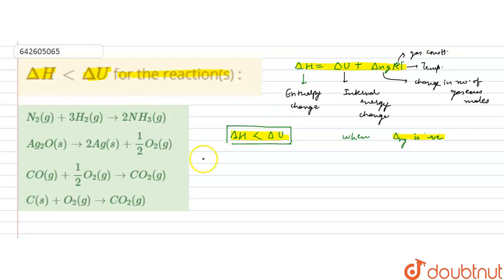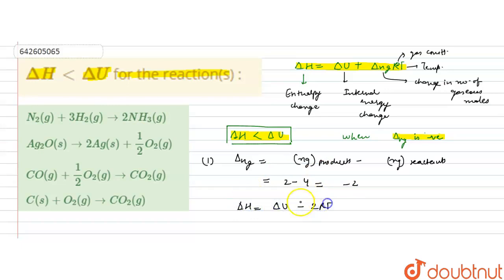Now if we see the first reaction, that is N2 plus 3H2 giving 2NH3, we find delta Ng, that is number of gaseous moles of product minus number of gaseous moles of reactants. For product, the number of gaseous moles is 2 and for reactant it is 4. So it will be 2 minus 4, that is minus 2. So in this case, delta H will be delta U minus 2RT, so delta H will be less than delta U.